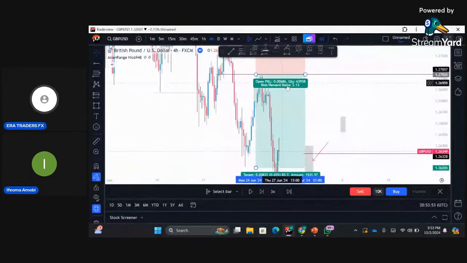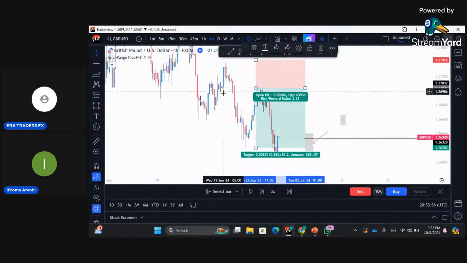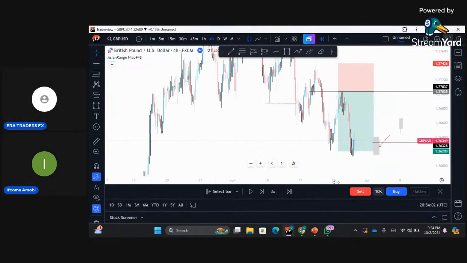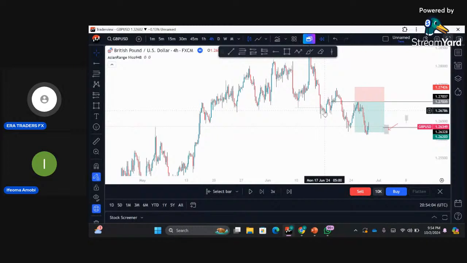It did not even tap into where we wanted to sell from, which is your mitigation block. It almost tapped in, within a few pips, and hit TP. So you see, because we knew what happened previously, we can tell what will happen in the future. That's what I just want to explain. It's not a big deal.